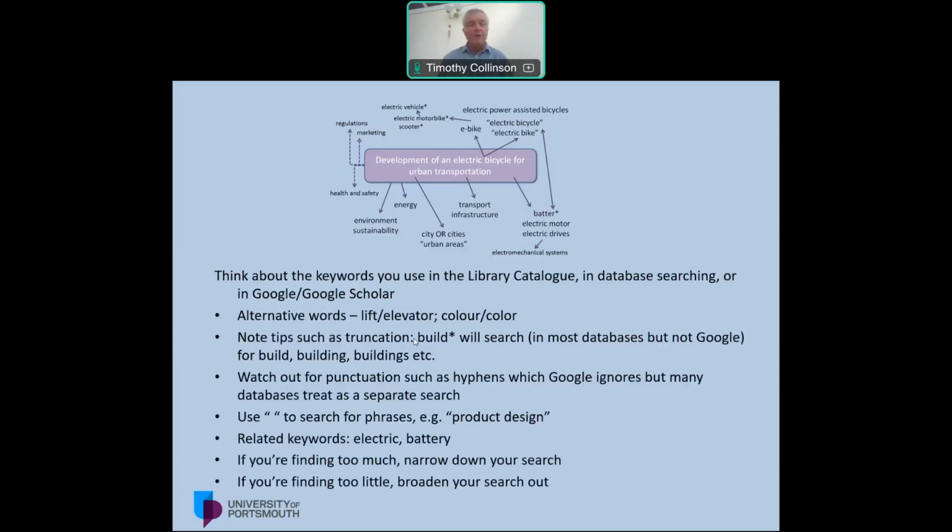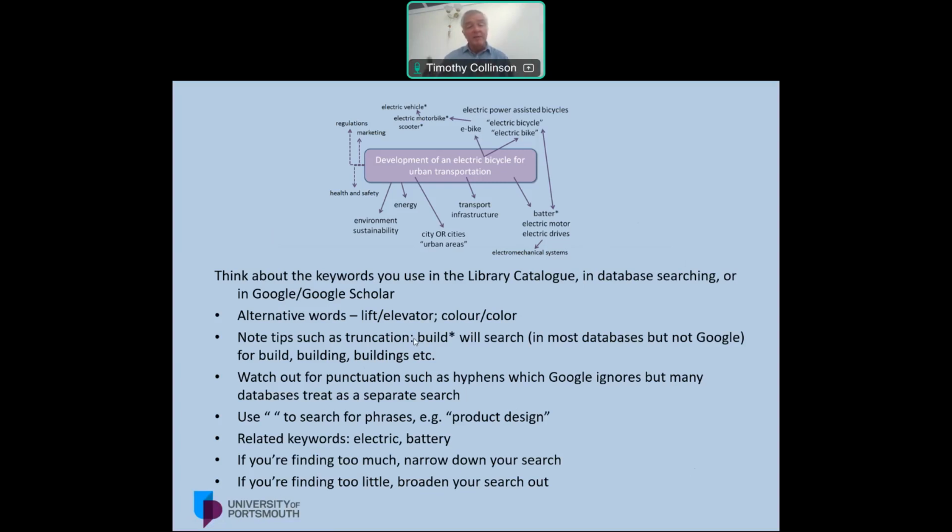So just as a quick overview, do think about alternative words that might be relevant. Lift and elevator, of course, the Americans use a different language sometimes, and of course they use a different spelling as well, so color with and without the U. Do note those tips that I've mentioned, such as truncation. Build asterisk will search in most databases, but not in Google, for build, building, buildings, that kind of thing. Do look out for punctuation such as hyphens, which Google will ignore, but many databases will treat as a separate search. You can use quote marks, as I've said, to search for phrases.